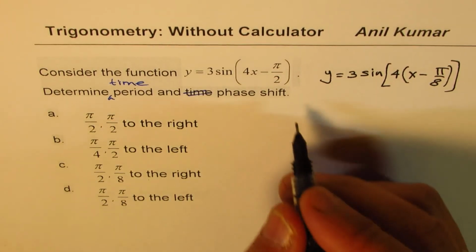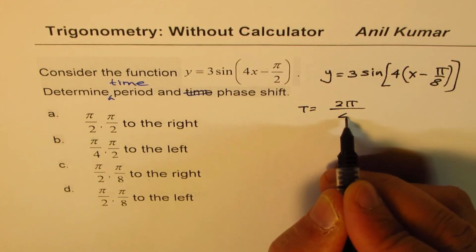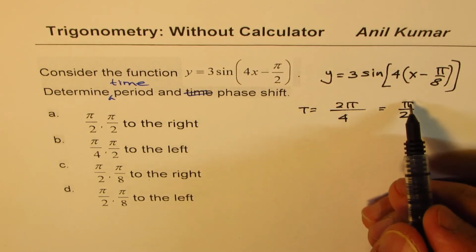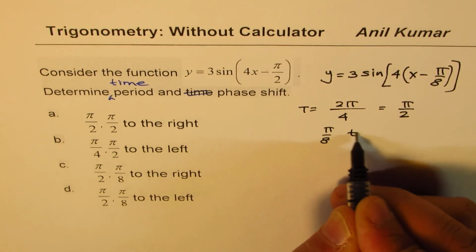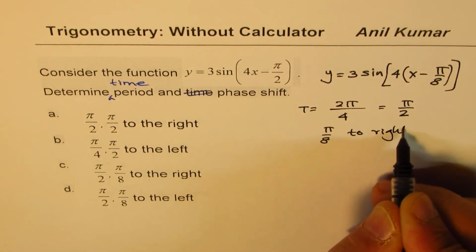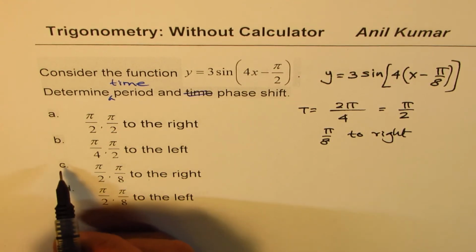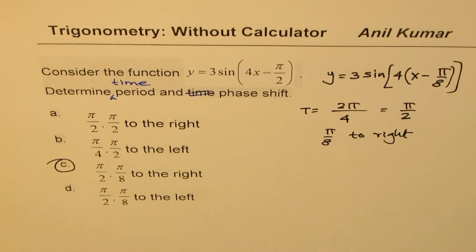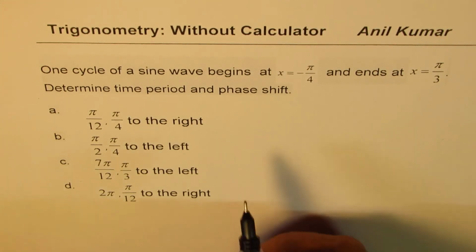What is the time period? Time period T is 2 pi by k, which is 4, and that should be pi by 2. So pi by 2 is the time period, and we have pi by 8 to the right. So pi by 2 and pi by 8 to the right, that is option C for us. So we are almost at the end. I hope you are enjoying this journey of learning trigonometry with these simple questions.